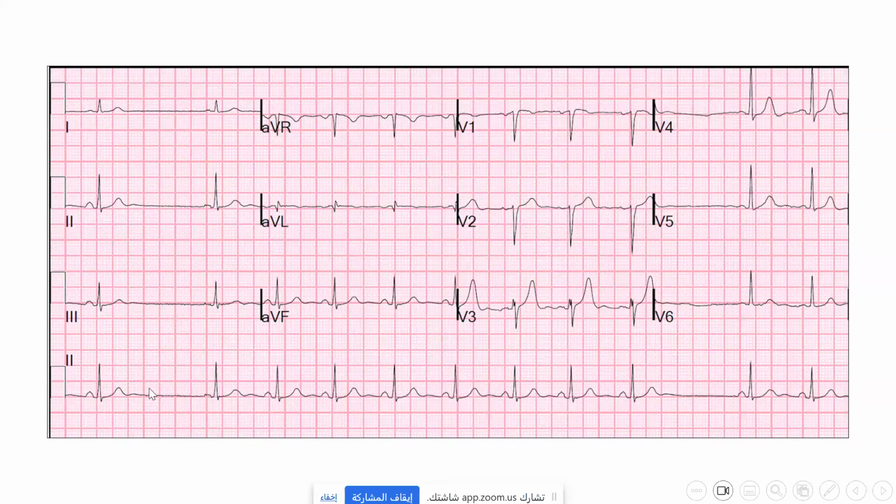there is a dropped QRS. Where is the drop? Is the drop for the P wave or for the QRS complex? Where is the P wave? It's not there. So you can't say this is a dropped QRS complex. So this is a dropped P wave.